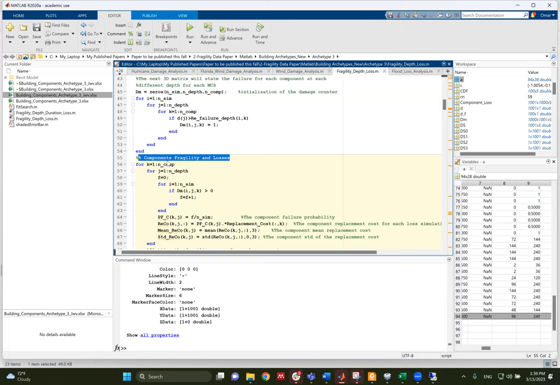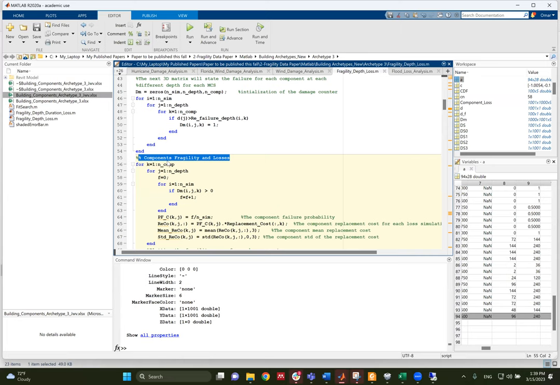Okay, we multiply the whole column of the replacement cost by the probability of failure, right? Yeah, the whole vector. You have a vector of 1,000 numbers, and then you have a constant, which is the probability of failure. Then you get a vector of 1,000 numbers of the replacement cost. And then I take the mean.